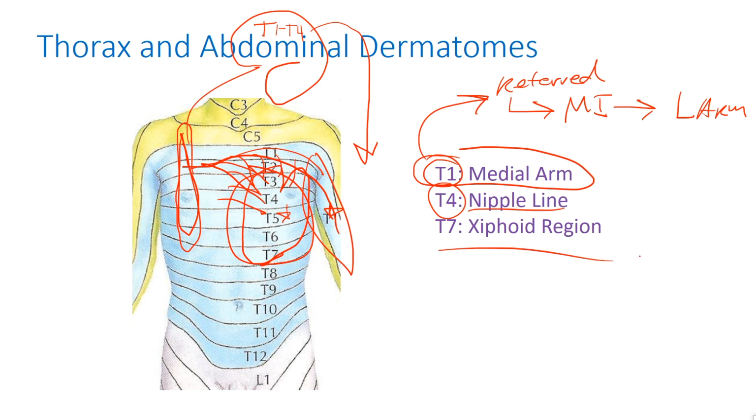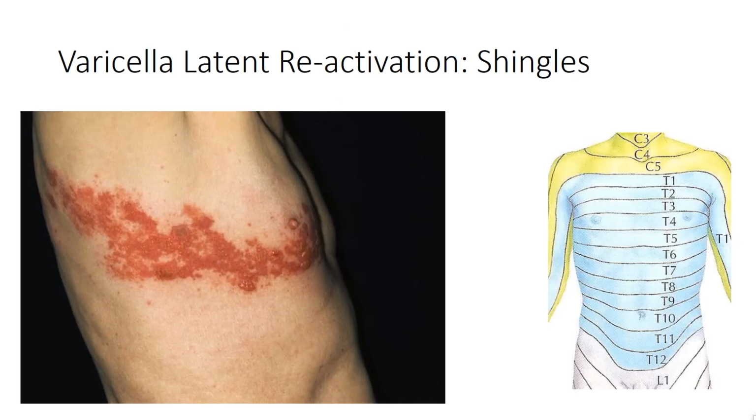And T4 is your nipple line. And then T7 is your xiphoid region, the end of your sternum. Is that T7? Okay, so since we're talking about dermatomes, why is this important? Who cares? What do I care about? Well, we just talked about MI, that's why that's important.